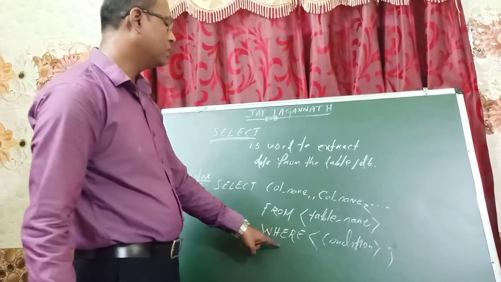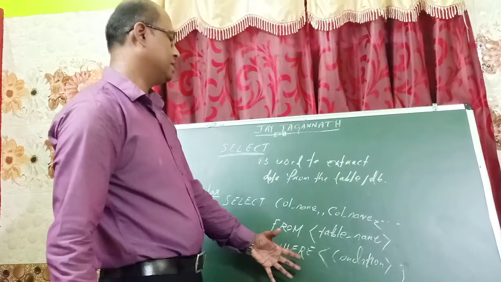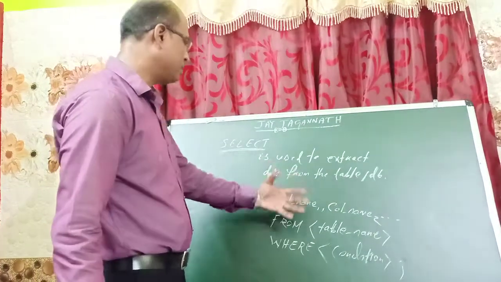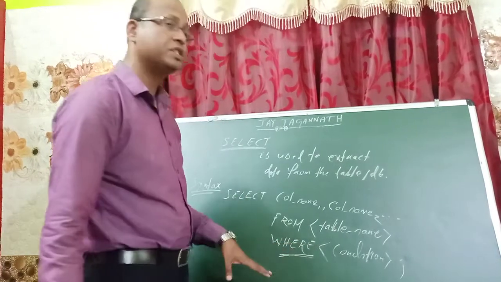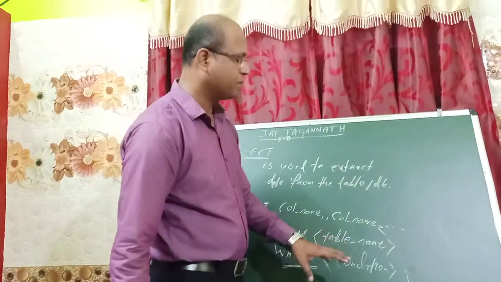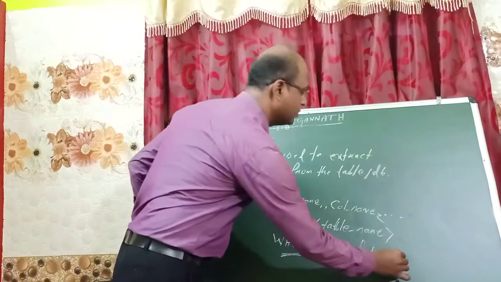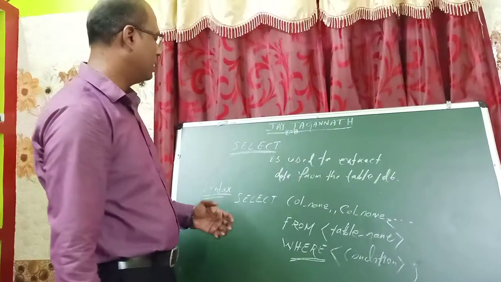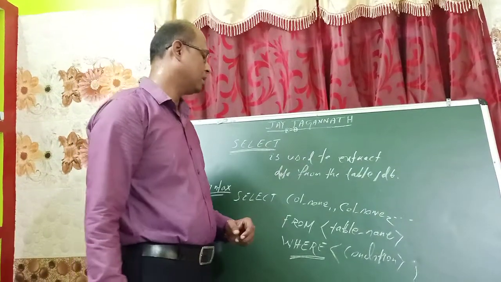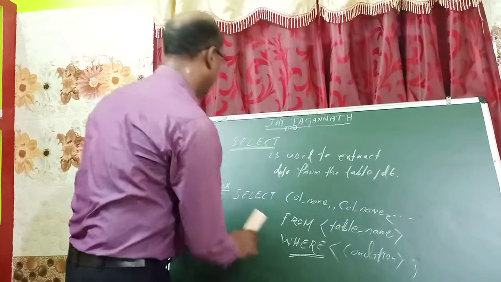You can put some condition also. Condition wise we can retrieve the data from the table. That's why you use the where clause. Where clause is used to apply some conditions on the table. Last one is the semicolon. I already told you that semicolon is the separator of the SQL language. This is the syntax. For example, we will take one example.